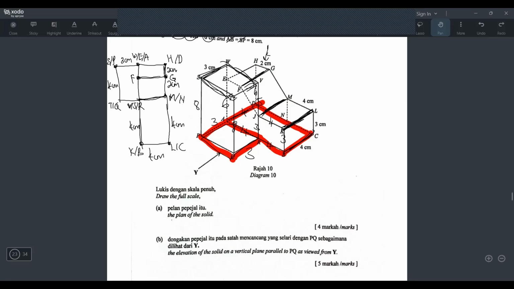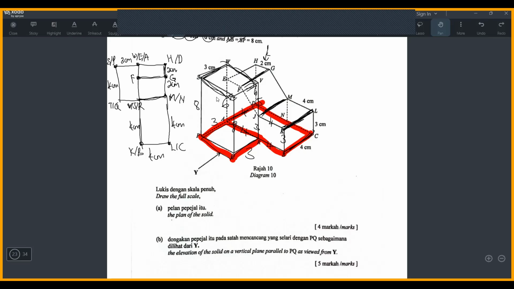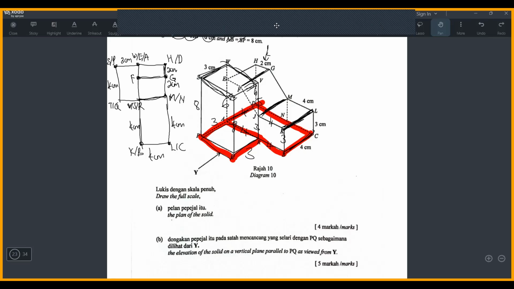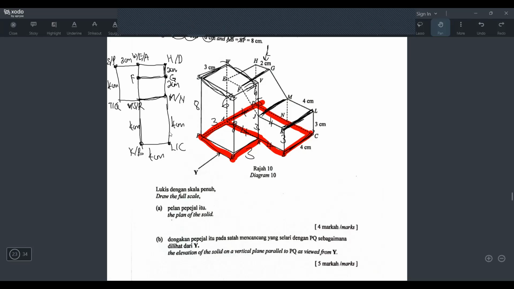Okay, now we can do question B. So for question B, how will you do it? We will read the question first. Draw the full scale, the elevation. Oh, this one is A's answer. But of course, you have to draw the actual length, 3 cm. It means you have to measure using a ruler. Okay, B. Draw the elevation of the solid on a vertical plane parallel to PQ as viewed from Y.